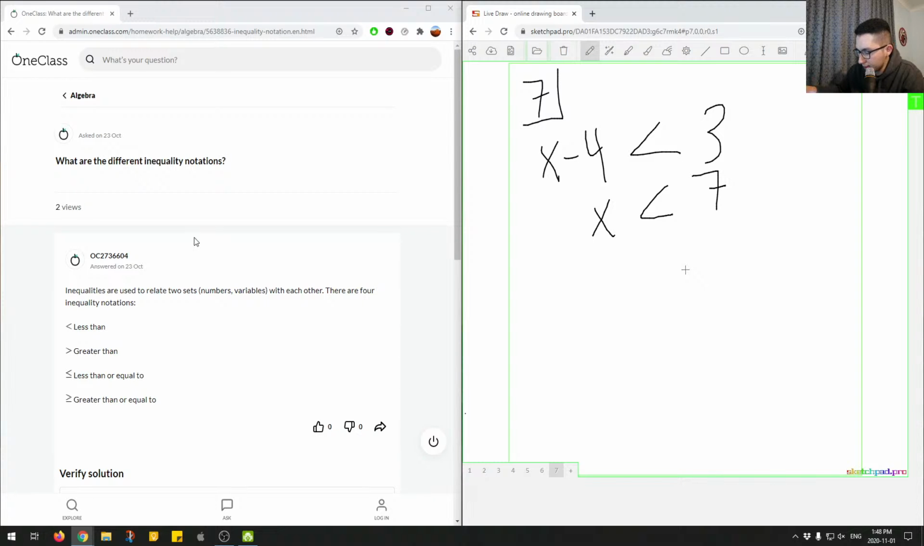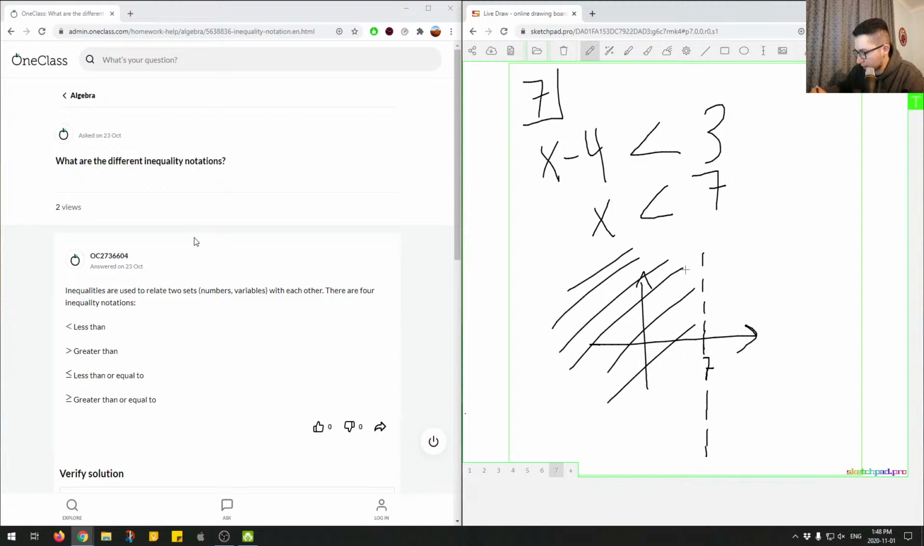If we had this on a graph, we know 7 is somewhere over here. And since the values of x are less than 7, we draw a dotted line, because x does not equal 7, but it's everything less than 7, and it's this area over here. That's how you use the less than symbol. Let's go through the next inequality.